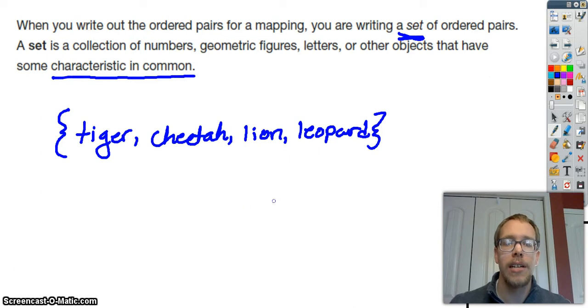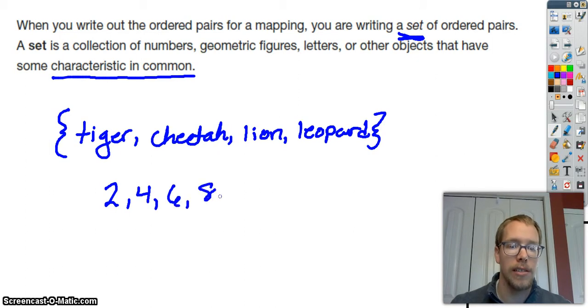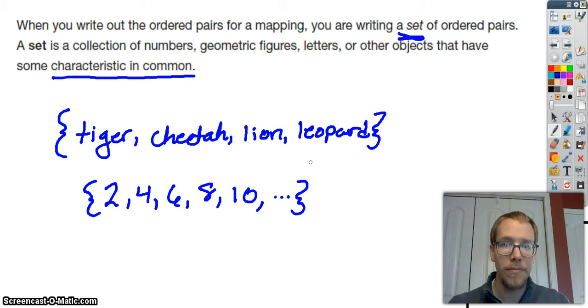I could easily write down a set of sports cars or a set of baseball teams or a set of numbers. Say I want to write out the set of even numbers. Well, I could write out 2, 4, 6, 8, 10, and so on. Notice that's our set of even numbers. I could write out a set of odd numbers. So a set, again, is a collection of numbers, geometric figures, letters, or other objects that have some characteristic in common. So keep that vocabulary in mind as we continue to talk about functions.